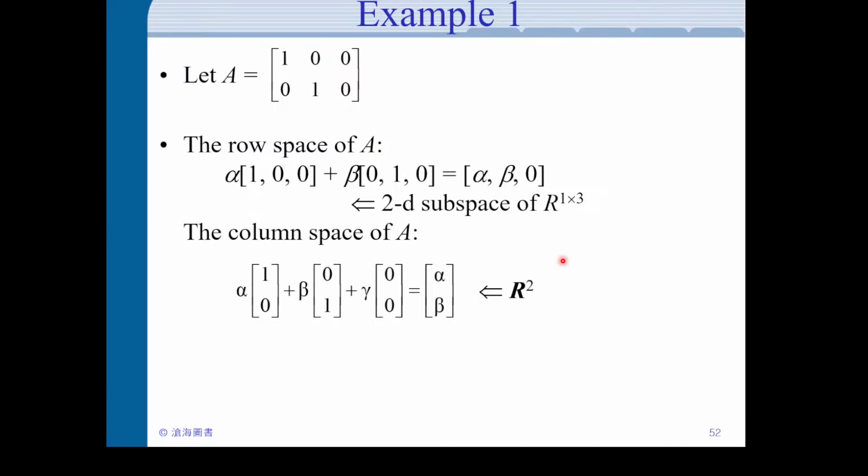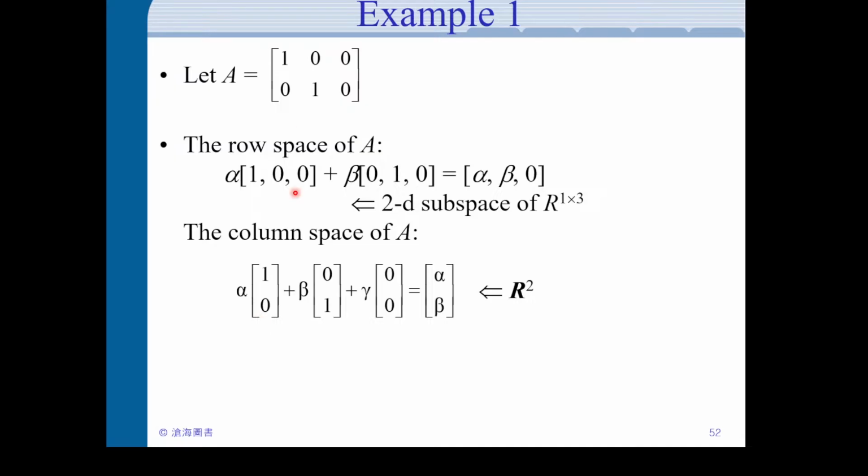And here we have an example. A is this matrix with rows 1 0 0 and 0 1 0. So the rows are 1 0 0 and 0 1 0, and the row space is arbitrary linear combinations of the row vectors 1 0 0 and 0 1 0. And so it has this form, and you see it's a two-dimensional subspace because it's a linear combination of two independent vectors.